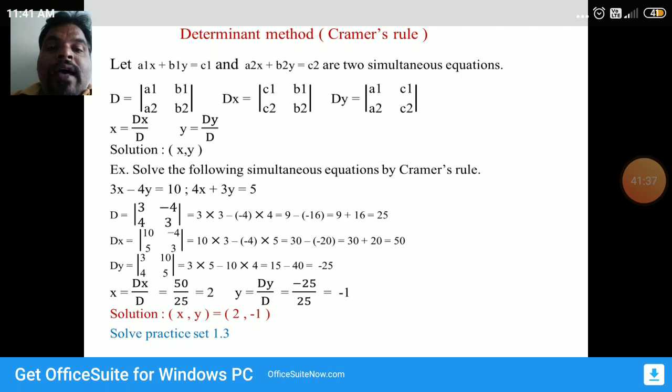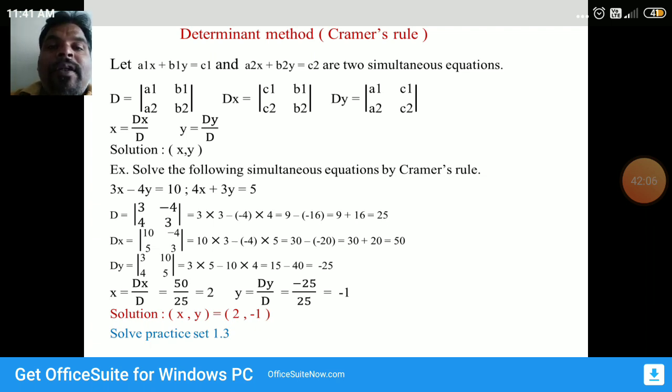In Dy, the first column is the coefficient of x and the second column is the constant terms. Now find the value of this determinant. 3 into 5 minus 10 into 4. 3 into 5 is 15 minus 10 into 4 is 40, so 15 minus 40 is minus 25. Then x is equal to Dx upon D.